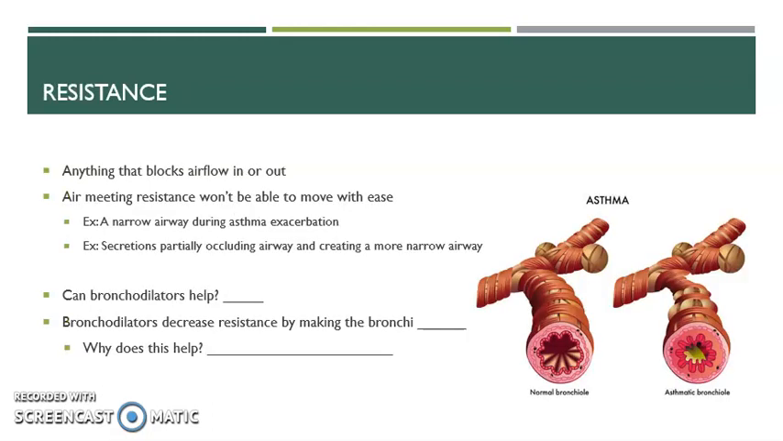Resistance is anything that blocks airflow in and out. So air meeting resistance won't be able to move as easily as if it wasn't meeting resistance. An example of this would be a narrow airway with an asthma exacerbation. We know it's easier for air to flow through a nice wide bronchiole rather than a constricted bronchiole like we see with asthma. This can also be caused from secretions partially occluding the airway and causing a narrowing of the airway.